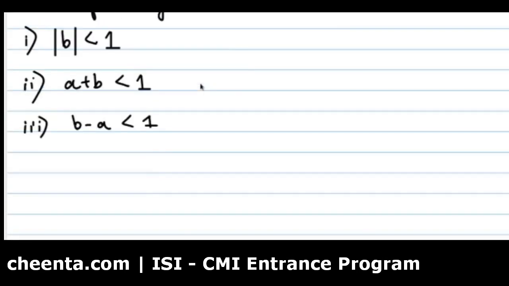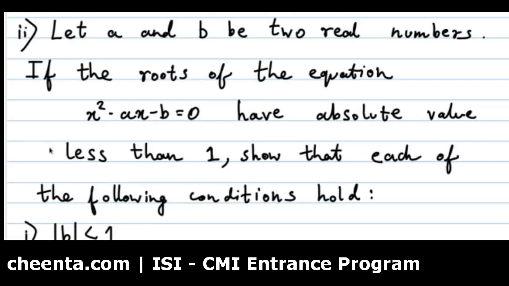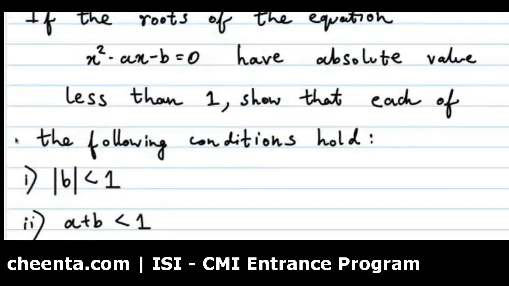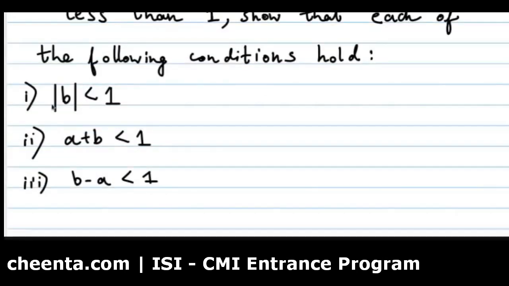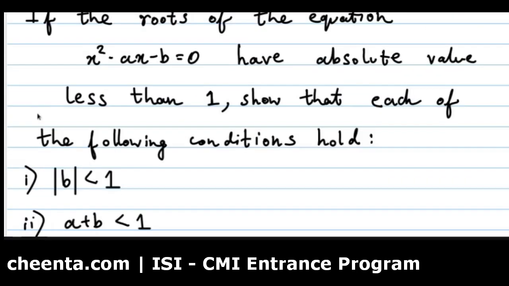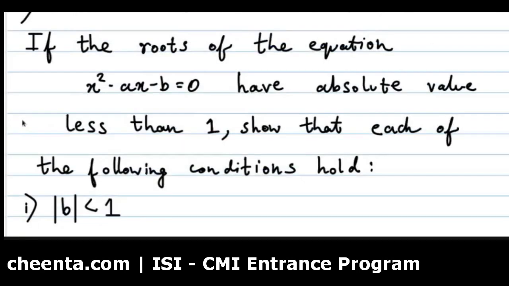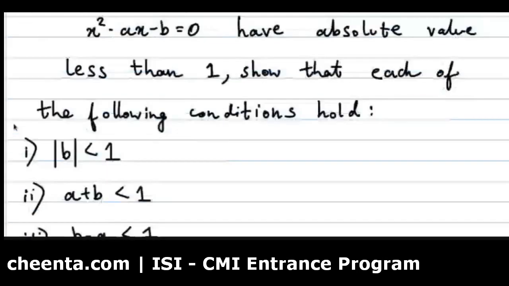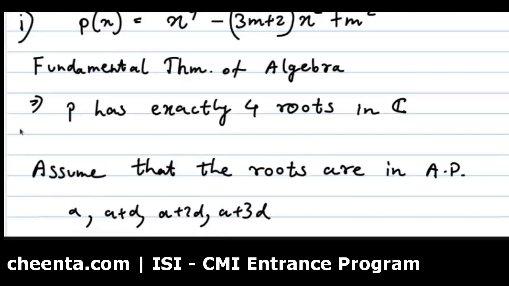So second part goes something like this. Let a and b be two real numbers. If the roots of this equation, this quadratic, have absolute value less than 1, show each of the following conditions. Right. So we have to prove these things, assuming that the mod of the roots is less than 1. And here, you cannot assume that the roots are all real or anything like that. Roots can be complex as well.